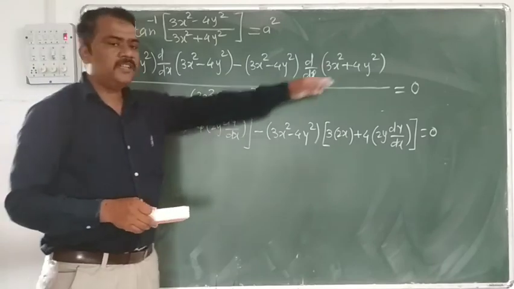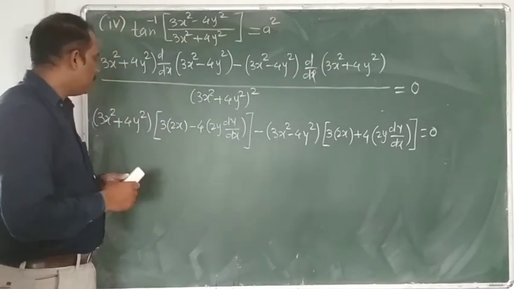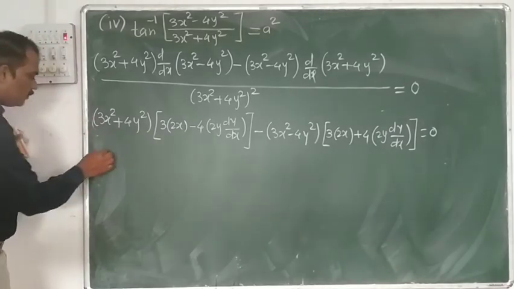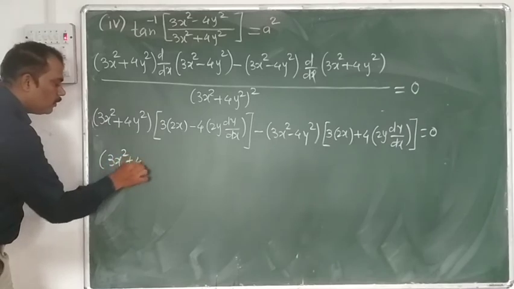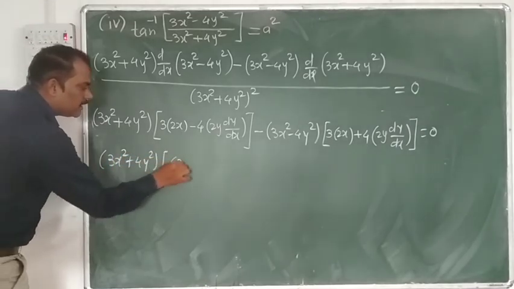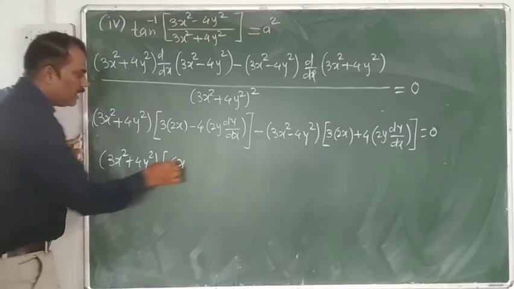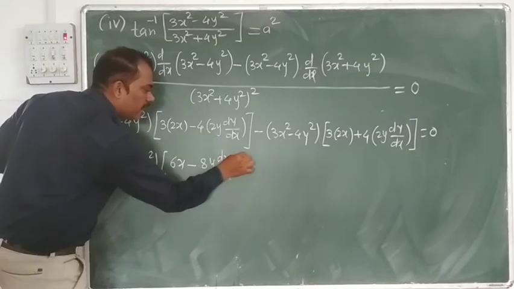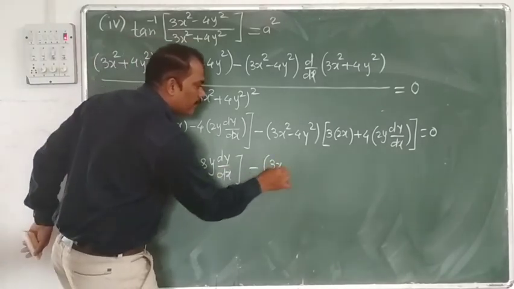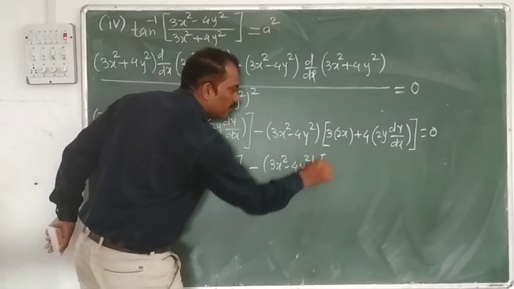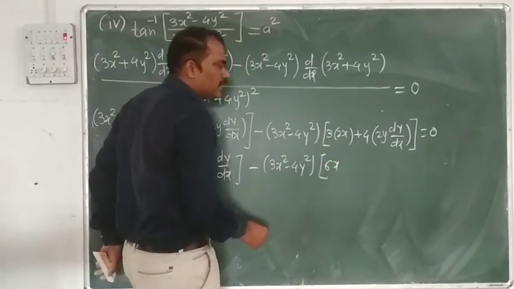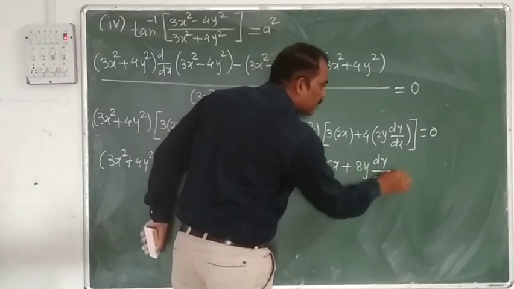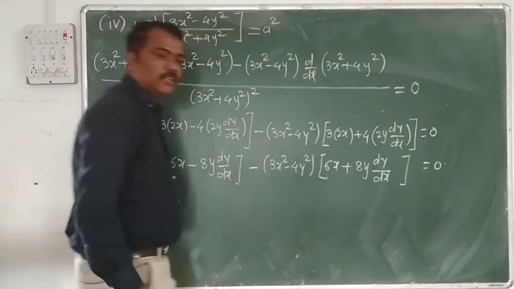Why? The denominator goes to that side, 0 into something, we get 0. Now we have to simplify this and multiply by this bracket, so we can write (3x² + 4y²) into bracket here 6x minus 4 into 2 is nothing but 8y dy/dx, bracket complete, minus (3x² − 4y²), bracket complete, 3 into 2 is nothing but 6x plus 4 into 2 is nothing but 8y dy/dx. Here we complete the bracket is equal to 0.